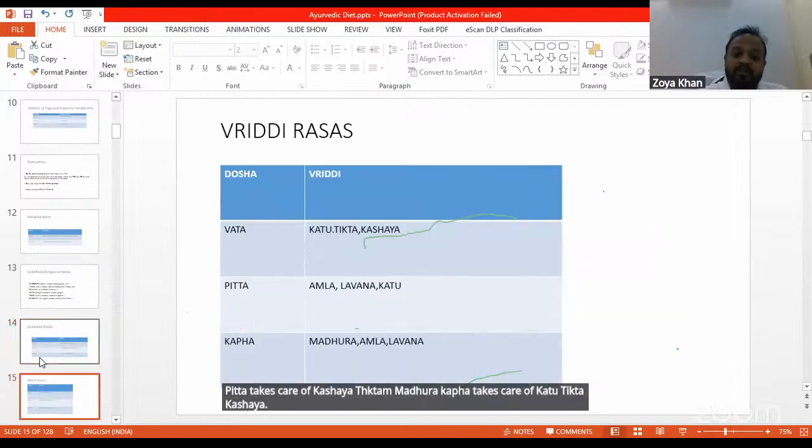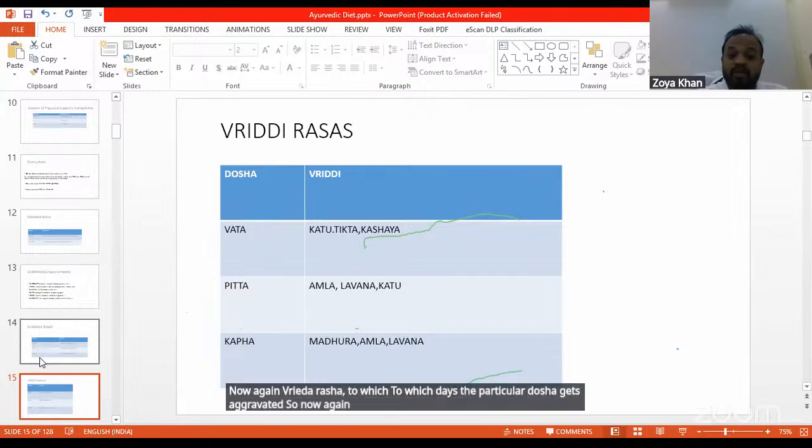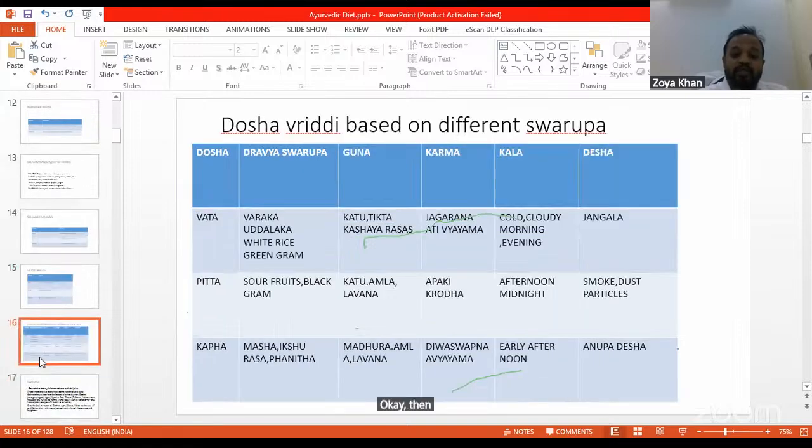Now again, Vriddha Rasa, the taste by which the particular dosha gets aggravated. For Vata, it is Katu, Tikta, Kashaya. For Pitta, it is Amla, Lavana, Katu. For Kapha, it is Madhura, Amla, Lavana. Then coming to Dosha Vriddhi based on the different Swarupas.